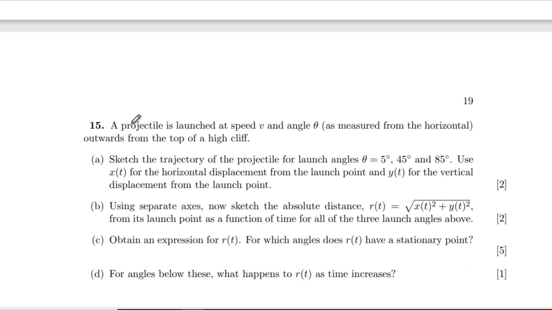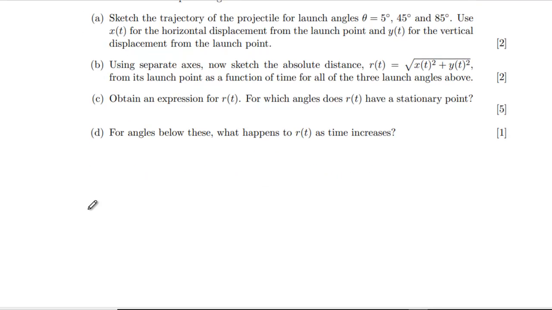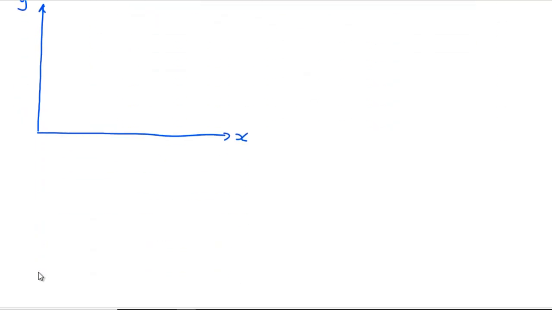Moving on. The projectile is launched at speed v, angle theta, as measured from the horizontal, outwards from the top of a high cliff. Sketch the trajectory of the projectile for launch angles 5, 45 and 85 degrees. Use x as a function of t for the horizontal displacement and y for the vertical. Okay, fine. So how are we going to put all this down? We've got y, we've got our x. Oh, blimey, we're going to have negative though, aren't we? Because we're on a big cliff. Right, I'm going to have to scroll down a bit more. So it was 5, 45 and 85.